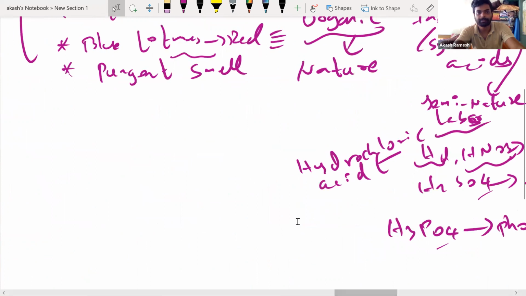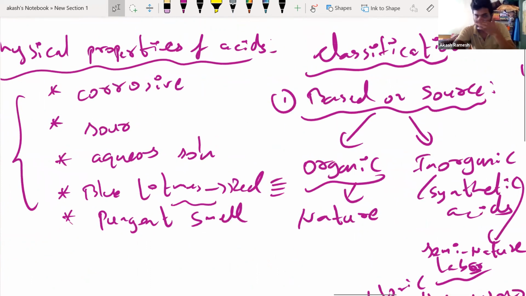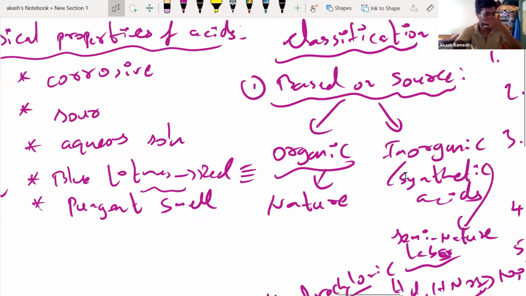Okay, right? What is the time? I think we'll stop with this for today. We have finished only the classification based on source. Now we have so many other classifications. Then we'll move on to chemical properties. Then we'll move on to base. Then we'll go to the salt.